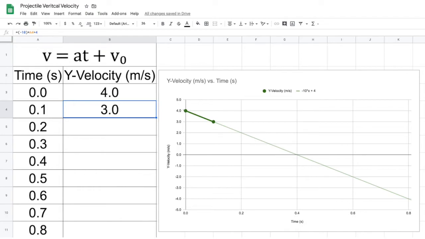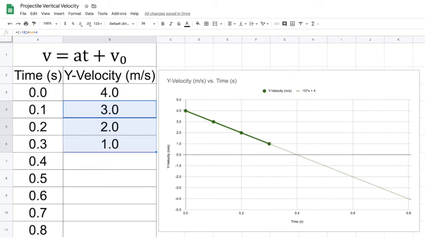Again, we have some nice round numbers to work with here. In 1/10 of a second, it's going to lose 1 meter per second. If I drag that formula down to the rest of the time values, we'll see that the trend will continue, and we can also see the data points plotting in the graph. At 0.2 seconds, the velocity has dropped to only +2 meters per second.